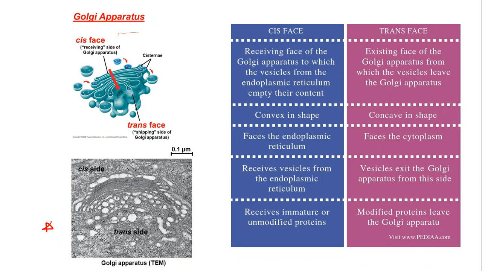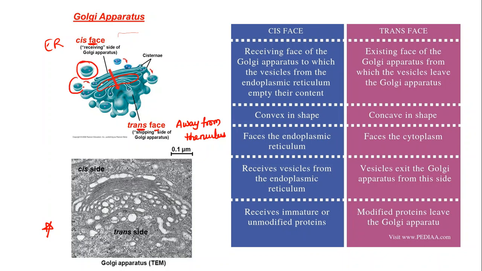This is the transmission electron microscope diagram, which is in black and white, and this is the color picture. Now if you are seeing this, this is the cis phase of the Golgi complex, this is the trans phase, and this is the median part of the Golgi complex. The cis phase is where the endoplasmic reticulum is, close to it. The trans phase is away from the nucleus.